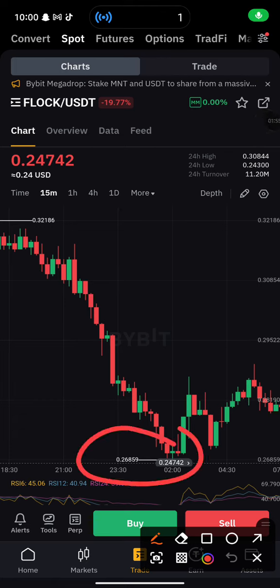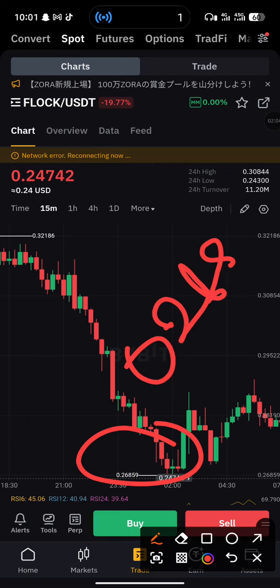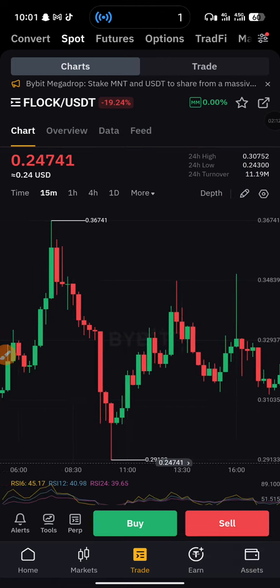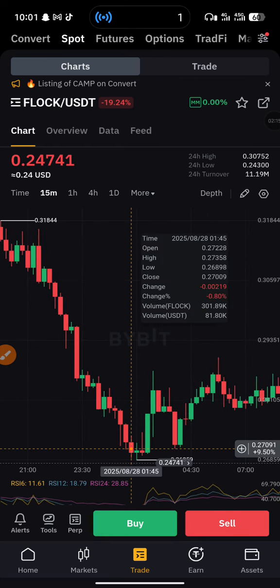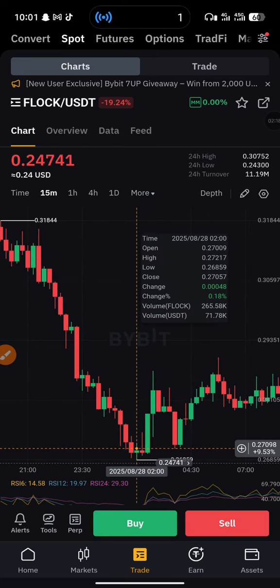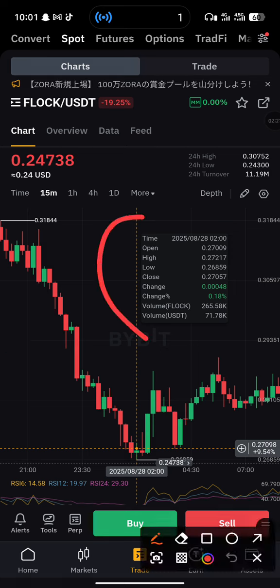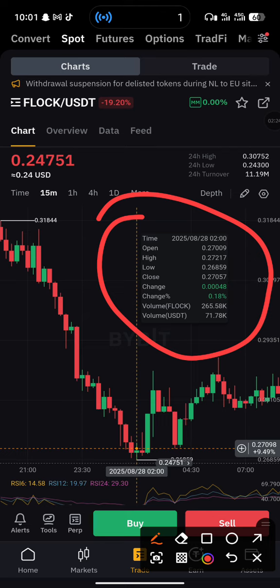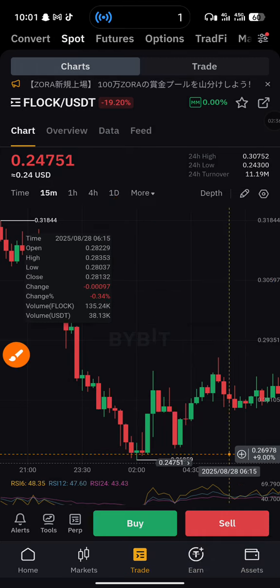Looking at this, it was here at 0.26859. And when was this? Let's look at the time. If you want to look at the time, you click on it, and a lot of information will pop up for you to look at. Now look at this place carefully. This happened on the 28th, around 2 a.m. or p.m. All right, let's move forward to see again.